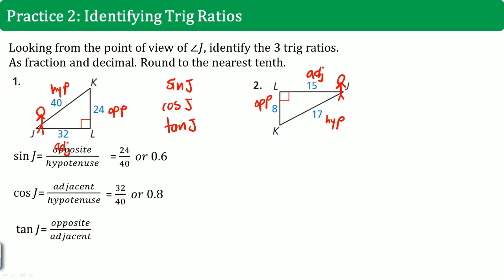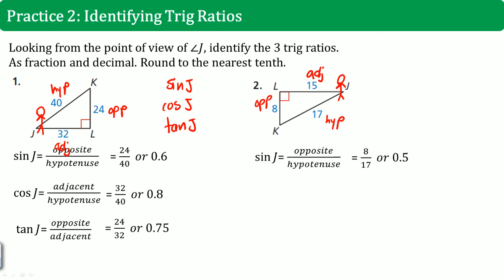Tan, by definition, is opposite divided by adjacent. The opposite leg is 24. The adjacent leg is 32. So it's 24 divided by 32. Number 2. What is the sine of J? Sine, by definition, again, is opposite over hypotenuse. Opposite is 8, hypotenuse is 17. So it's 8 divided by 17.